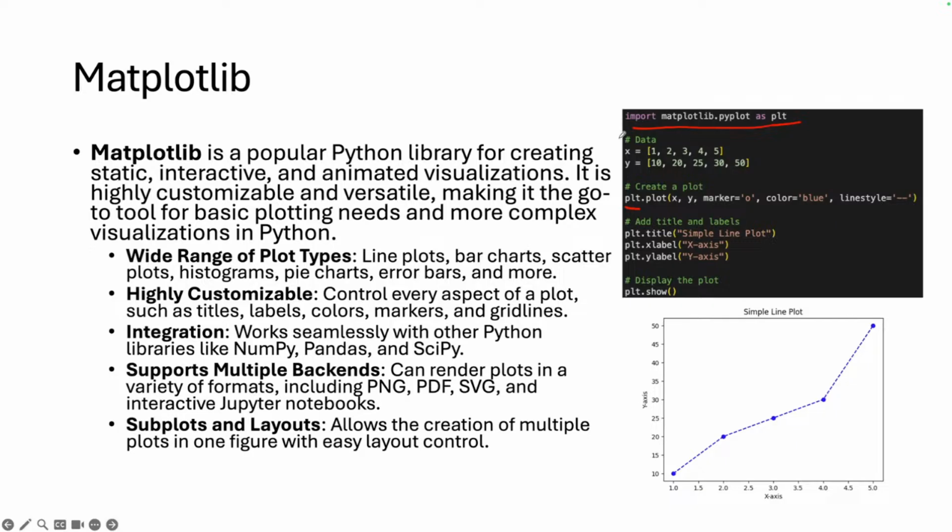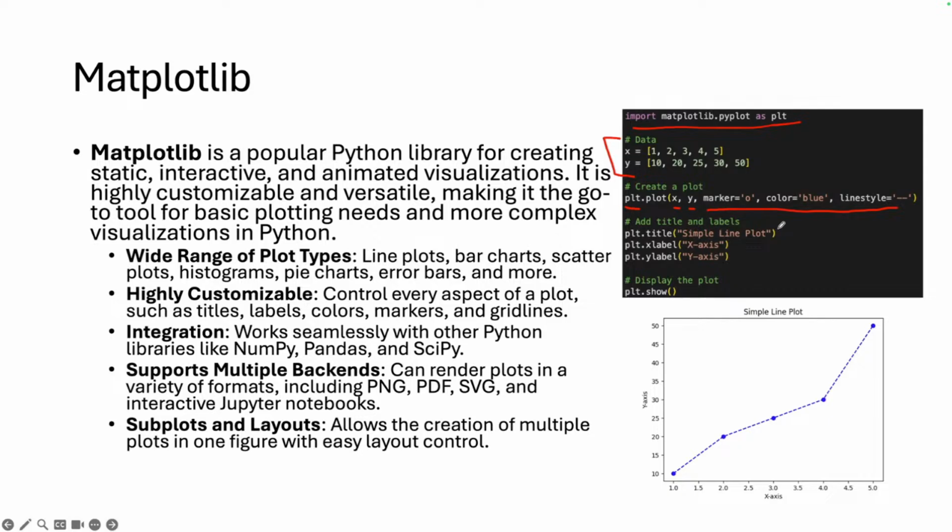We have our made-up data here. Again, this is just some fake data. But we're going to call plt.plot. We're going to pass x and y. And then we're going to pass some other configurations that we want to change. So we're making the marker an O. We're changing the color to blue. We're making the line style dashed.